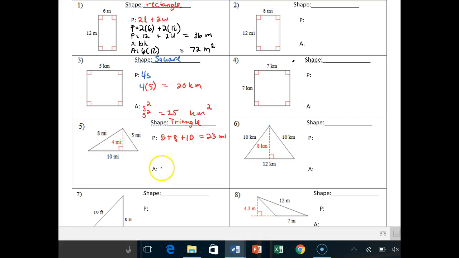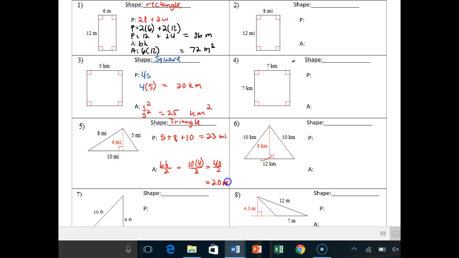And for the area, it's 1/2 base times height, or base times height divided by 2. Either one works. So in this case, you would say, all right, my base is 10. That's my bottom number there, the number that the shape lies on. My height is that dotted line. That's 4. And I'm going to divide that by 2. And you get 40 over 2. And so your answer is 20.